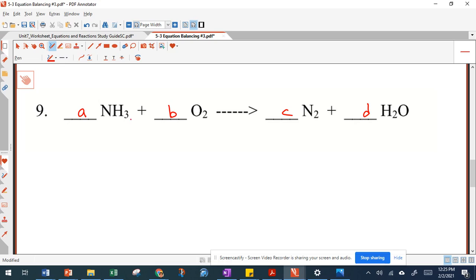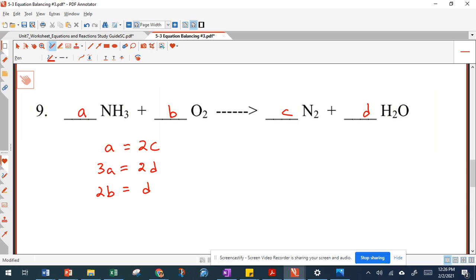So for the equation for nitrogen, we have one nitrogen here, so we would say A times 1 is equal to A, and then over here we have two nitrogens, so we're going to say 2C. We're going to do the same thing for hydrogen. We have three hydrogens in this compound, so we'll say 3A is equal to 2D. And then we have our last equation, which will be for oxygen, so 2B is equal to D.